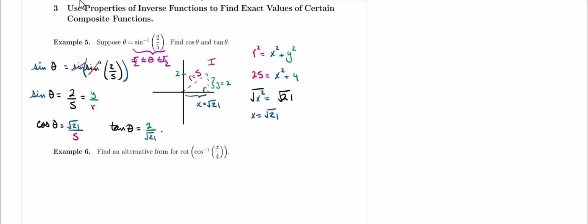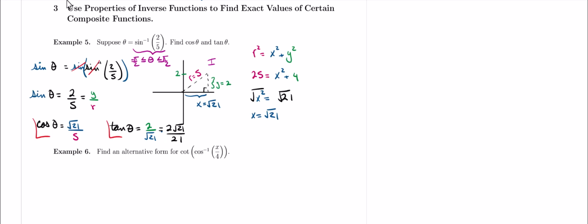Alright, now rationalizing that denominator, we're going to get 2 rad 21 over 21. And that's it. So this is typically the strategy for this type of problems. Go ahead and take the angle, be aware of the restrictions on that angle, take the sine of both sides or the cosine or the tangent, whatever the case may be, so that you're able to create your triangle, find out the missing side, and then figure out the remaining trig functions.